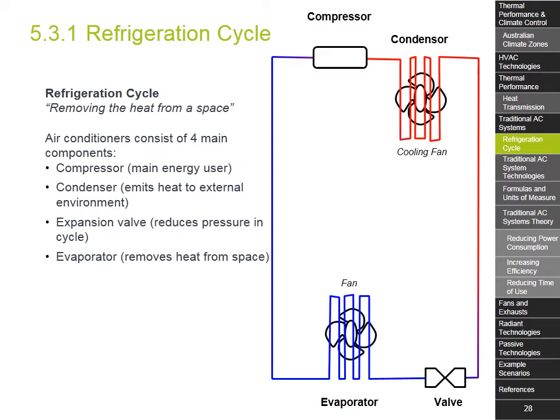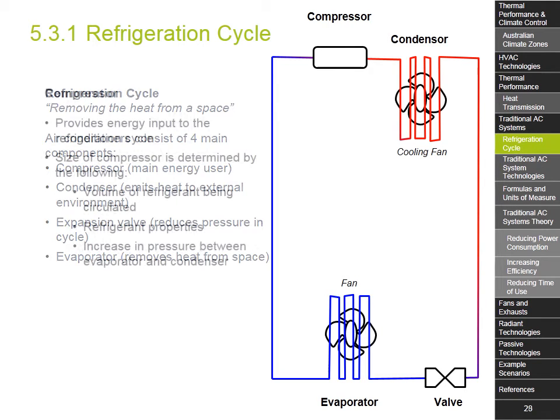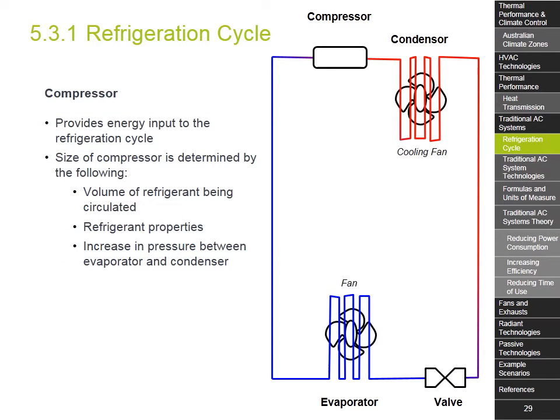Air conditioners consist of 4 main components: the compressor, which is the main energy user, the condenser, which emits heat to the external environment, the expansion valve, which reduces the pressure in the cycle, and finally the evaporator, which removes heat from the space. The compressor provides energy input to the refrigeration cycle. The size of the compressor is determined by the following three things: volume of the refrigerant being circulated, its properties, and the increase in pressure from the evaporator to condenser.